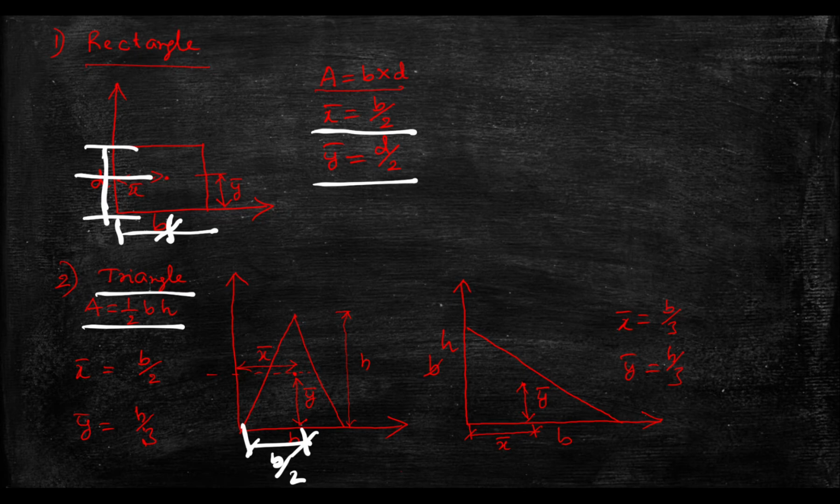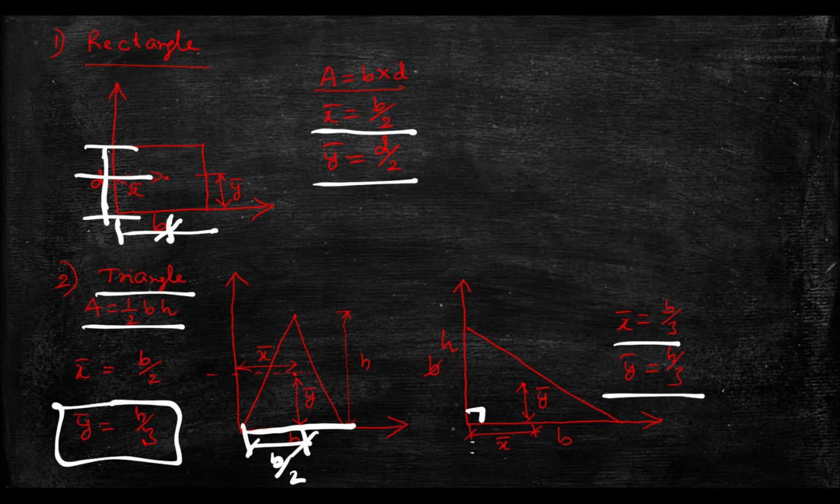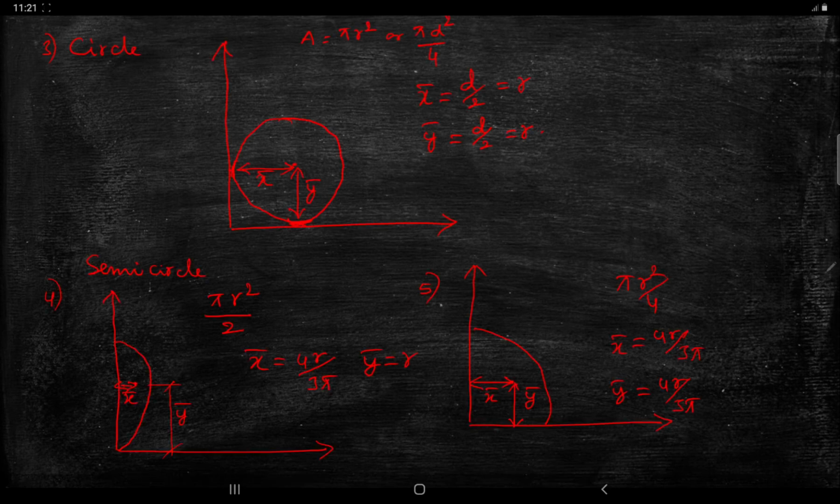I have seen some students write b by 3 for x bar also, or something like that. No, it's not like that. Wherever we have the base, the distance from the base is the total distance of that side divided by 3. So y bar is equal to h by 3 in this case. If you have a right angle triangle, x bar is the total distance divided by 3, and y bar is h by 3 from the base. The remaining distance is h minus h by 3, b minus b by 3. That you should remember.